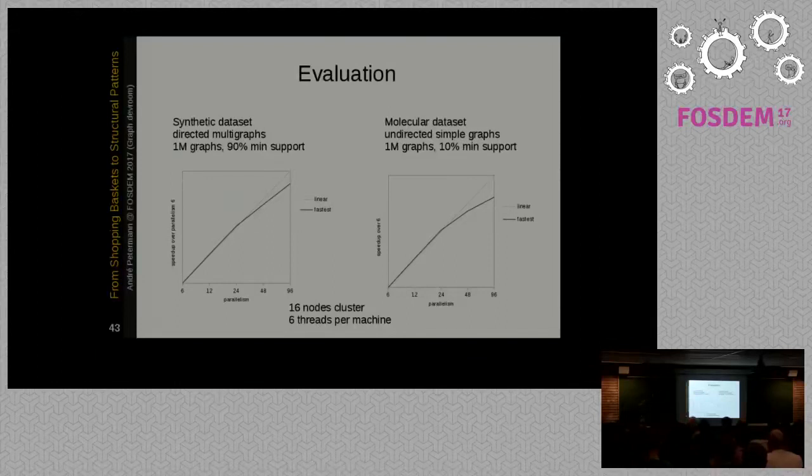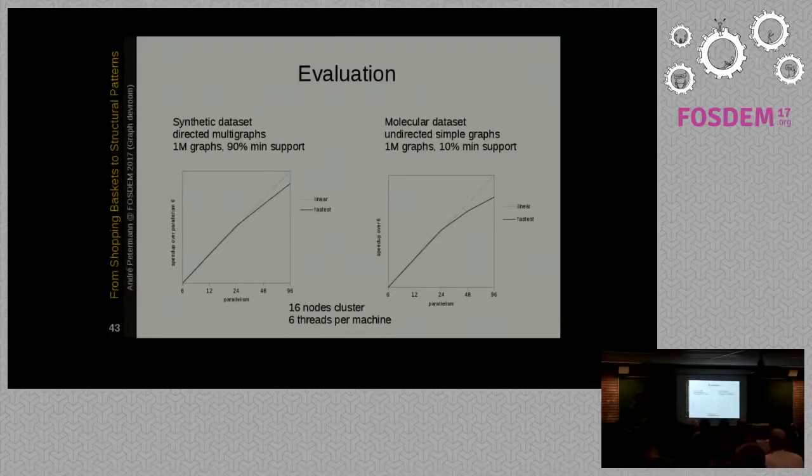And the classical scenario, which is used by all other work in the field of frequent subgraph mining, is a molecular data set with undirected simple graphs with 1 million graphs and 10% support. So there's a quite low support, and it's 1 million molecules. I mean, with other types of data, you can have big data problems with much larger input sizes, but here the problem is the intermediate results and computing complexity.